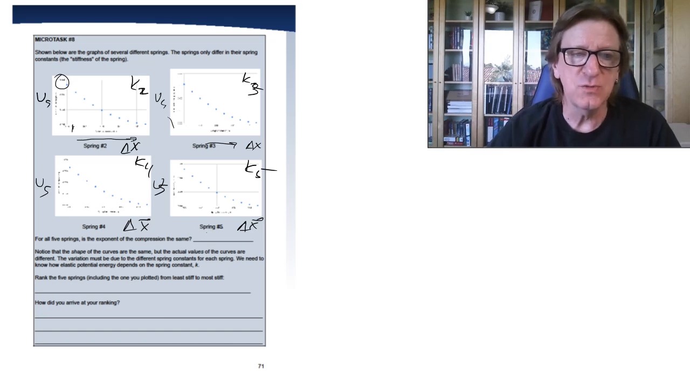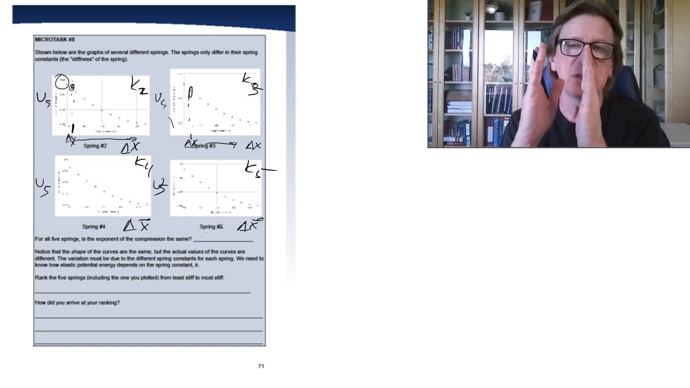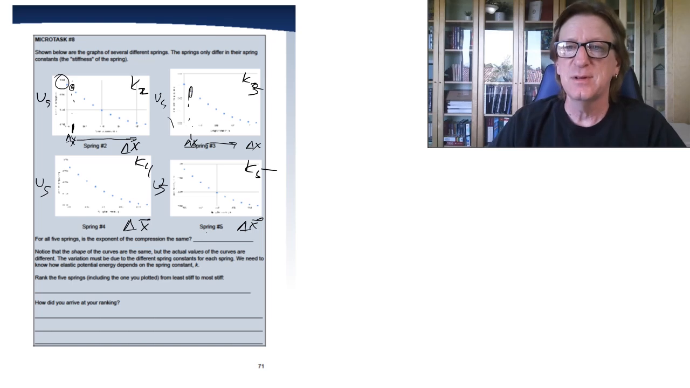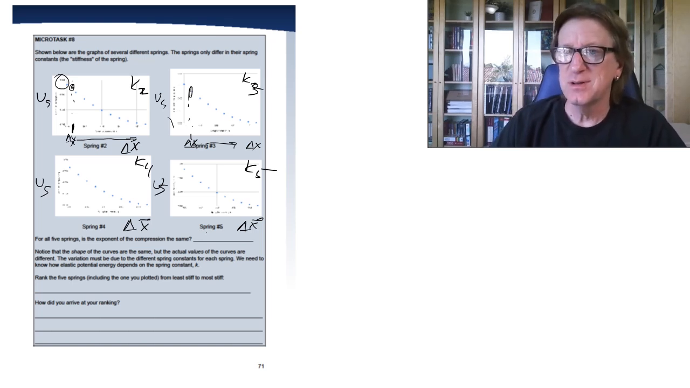All right, so we've chosen a delta X here. And if you follow that up, you see that we actually go to a higher number than the same delta X right here. So that means K2, spring 2, has more energy stored in it than spring 3, even though they went to the same compression. So which of these must be stiffer? Of these 4, K2 is the stiffest, and then K3, K4, and K5.